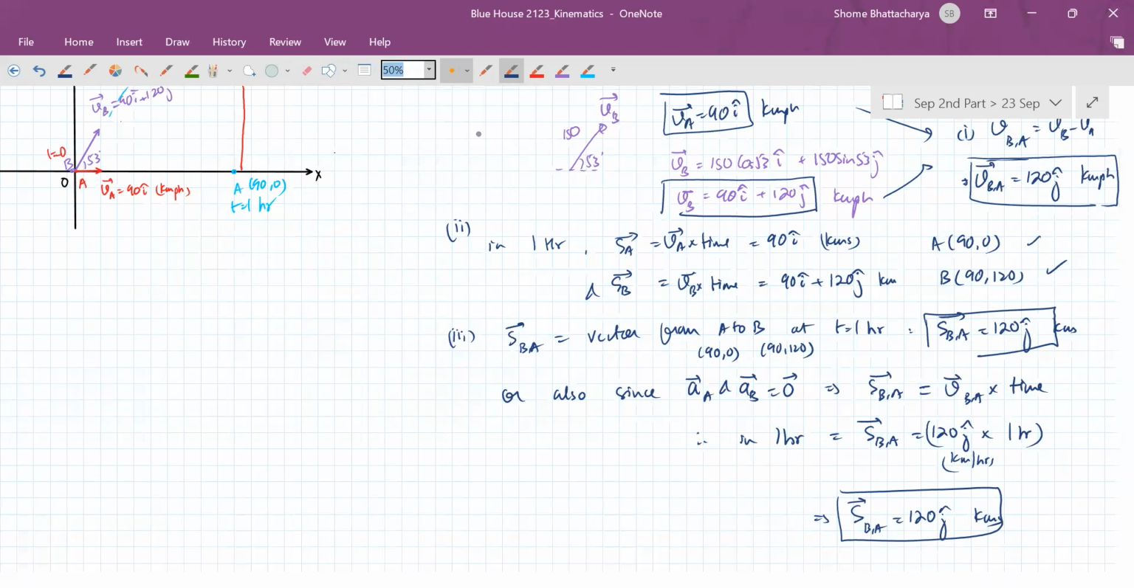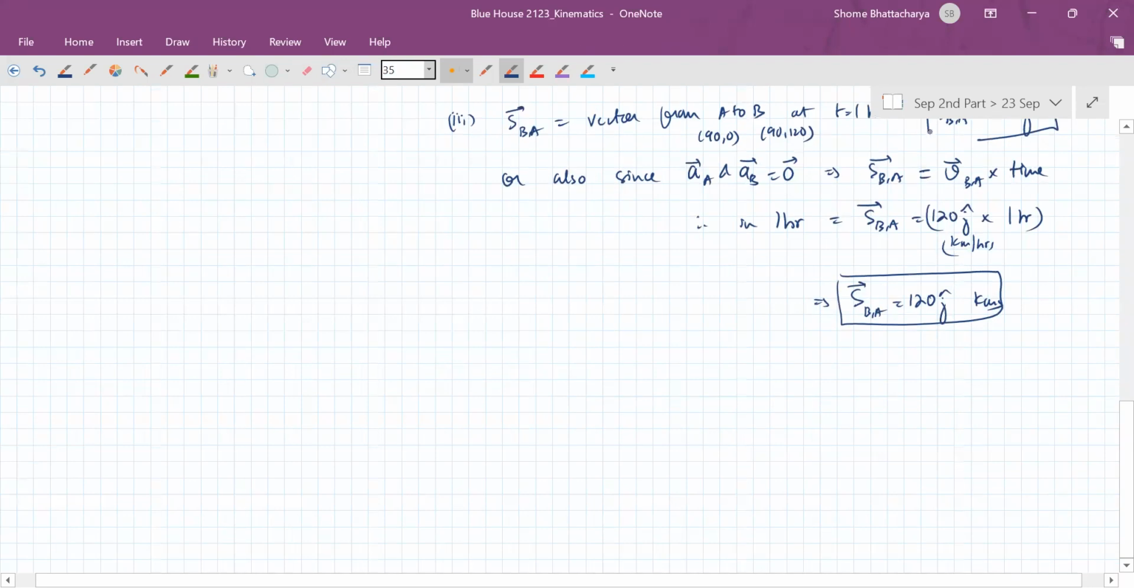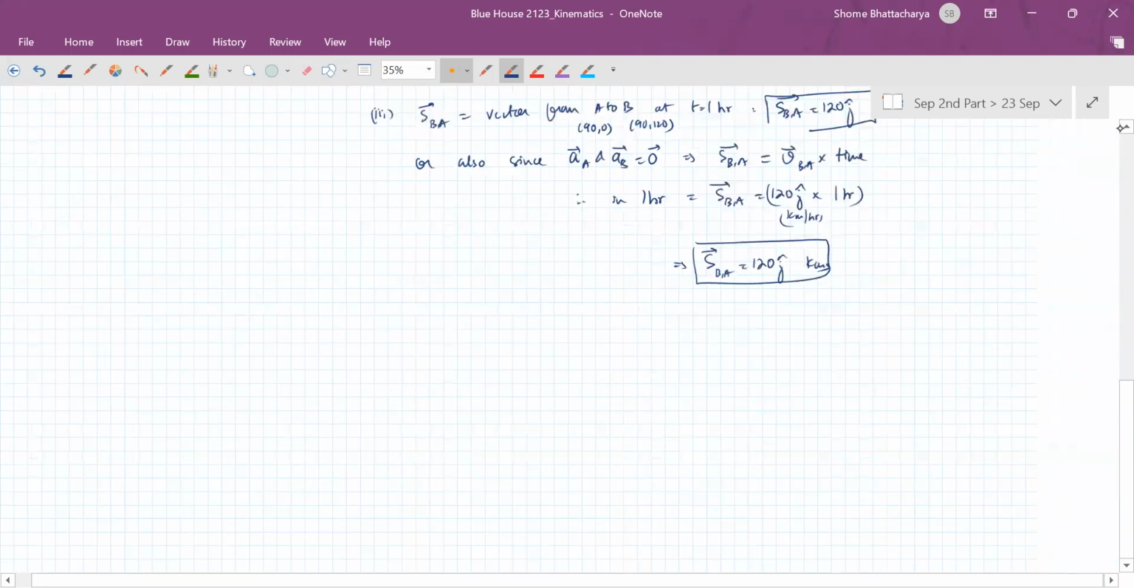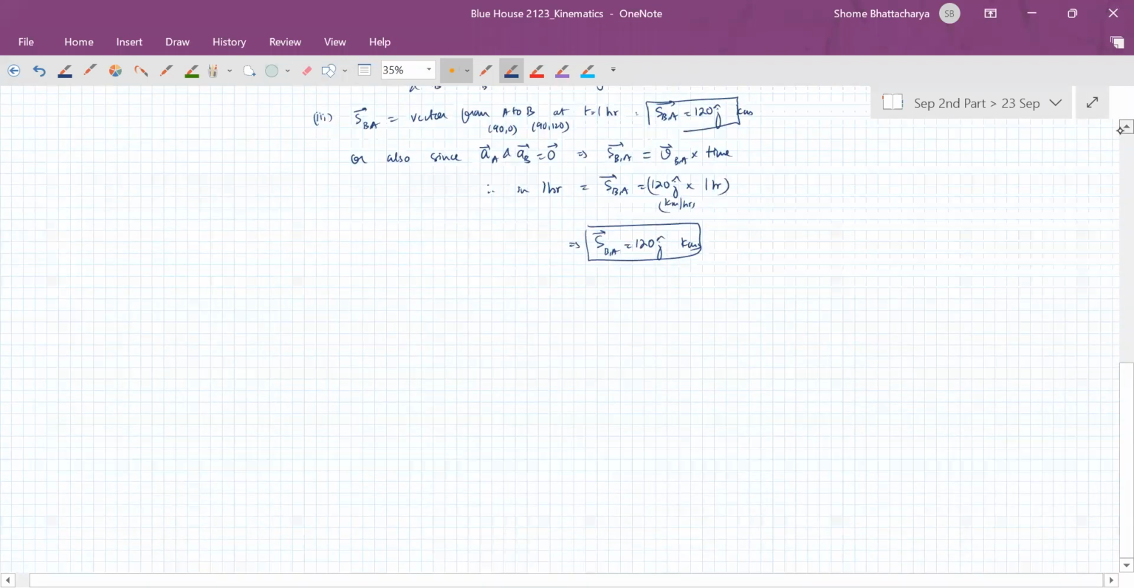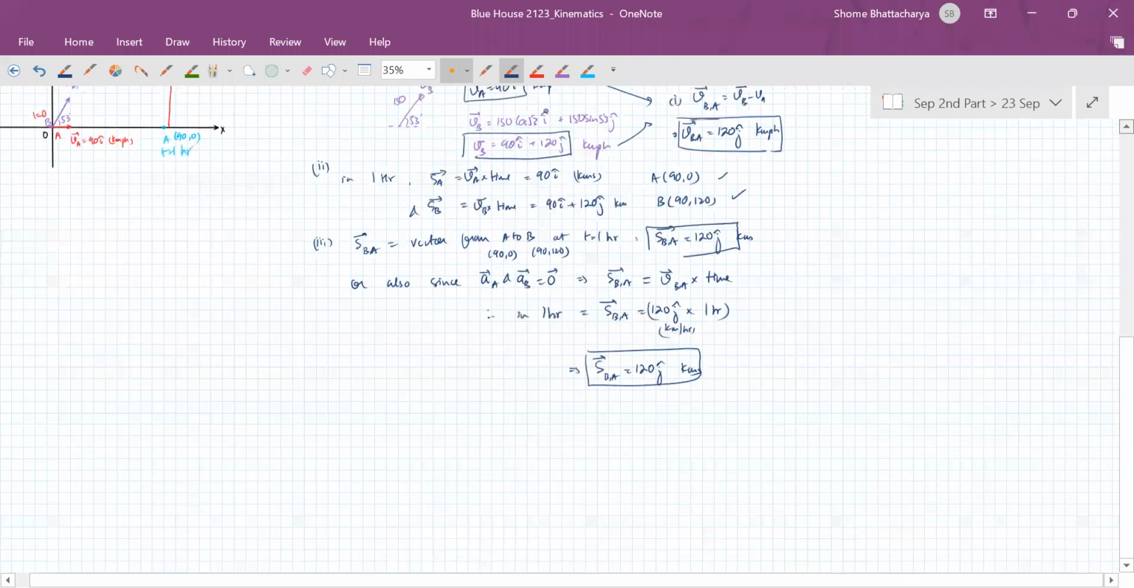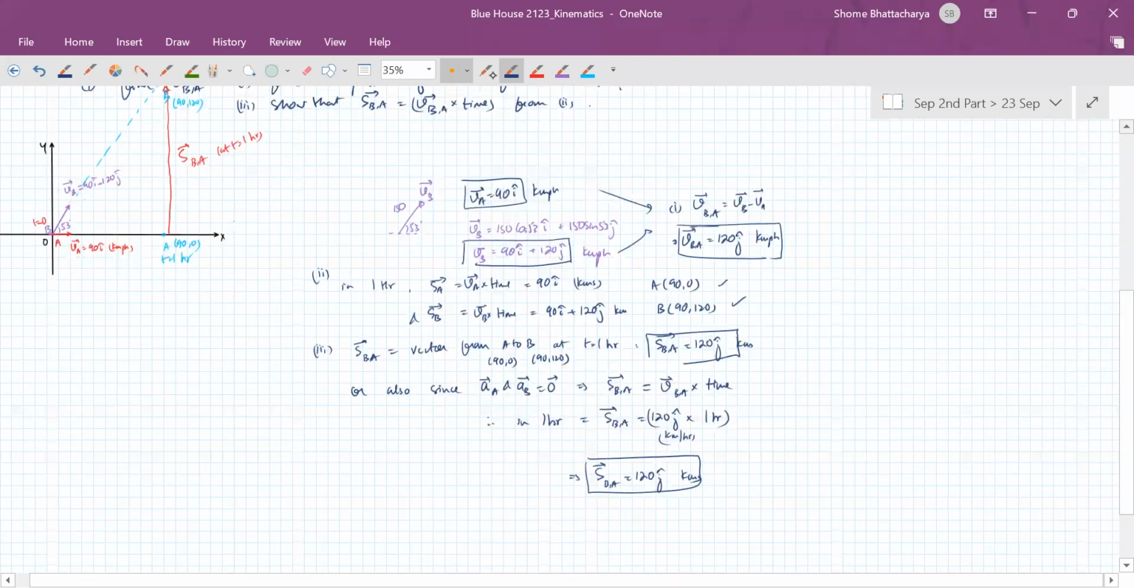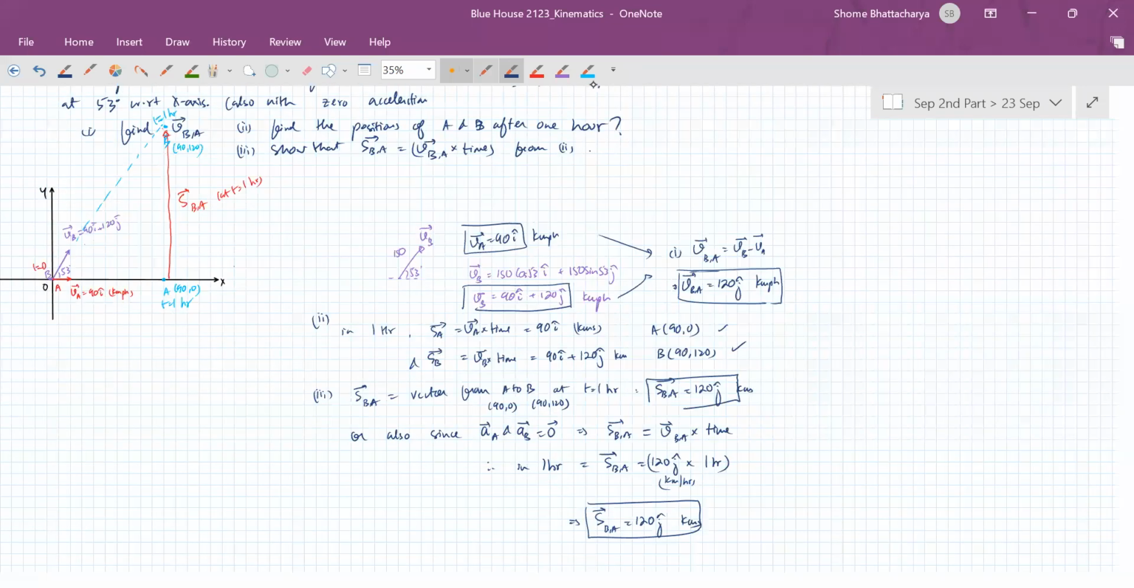Okay, so that was the whole point of this question. The third part, to show that what you are seeing from the diagram or from the coordinates, the relative displacement 120 j cap, is also equal to the relative velocity into time.